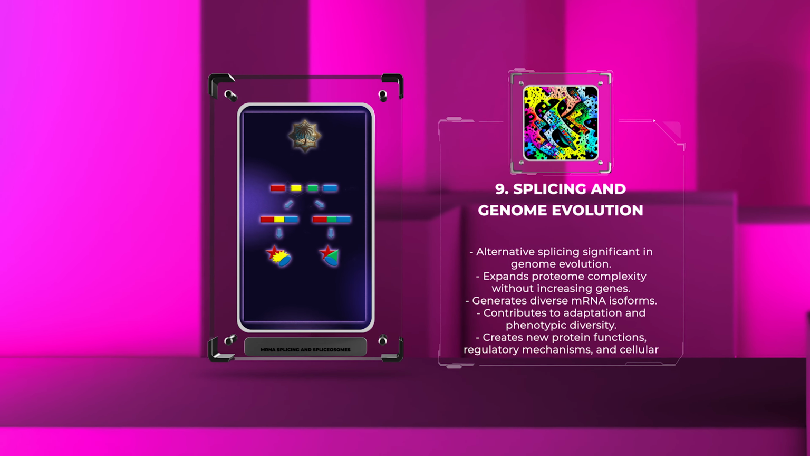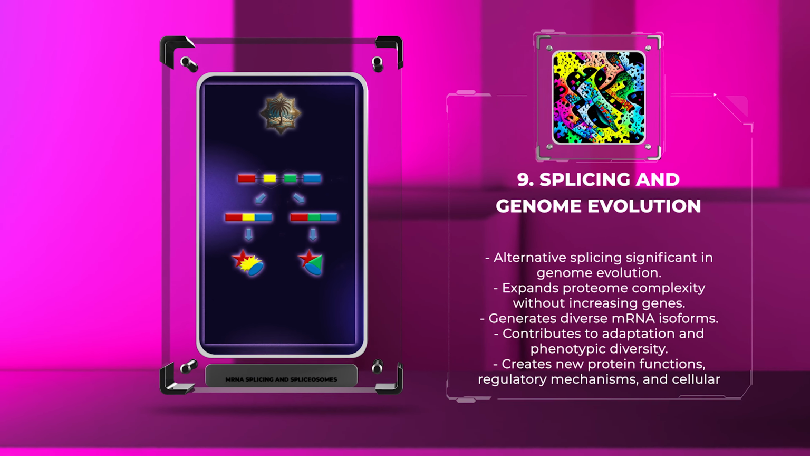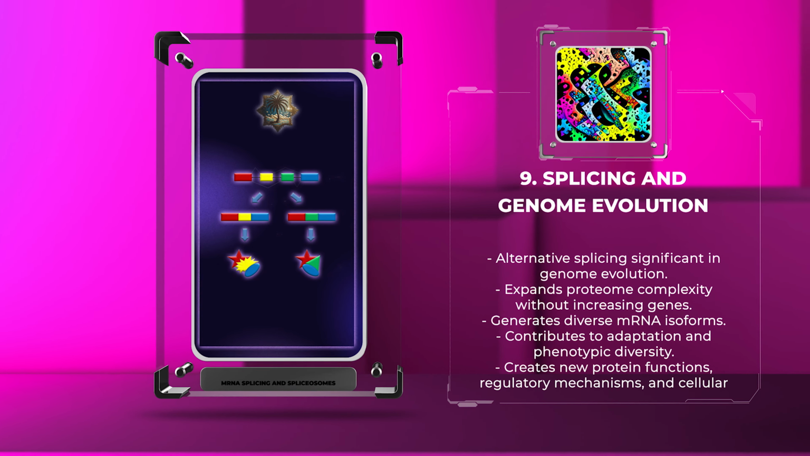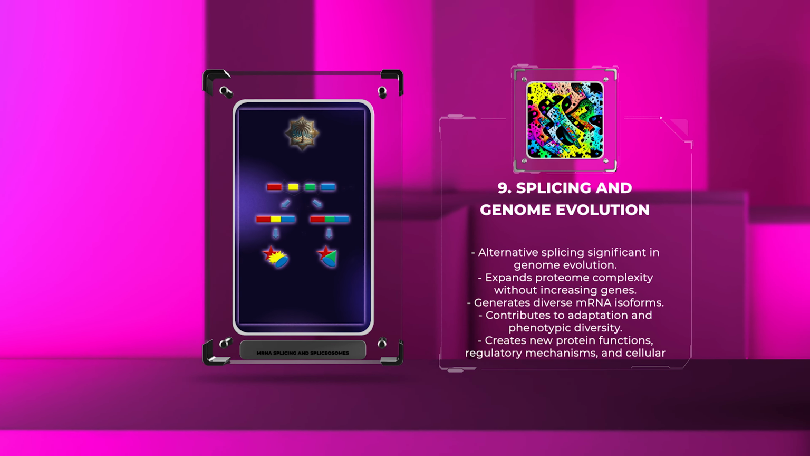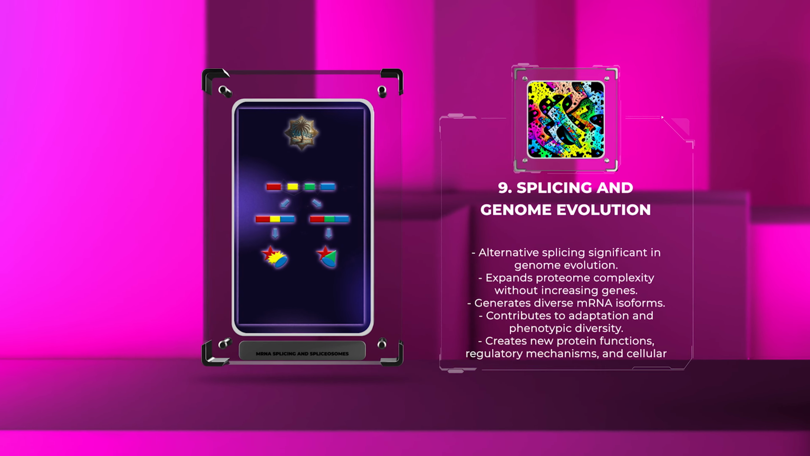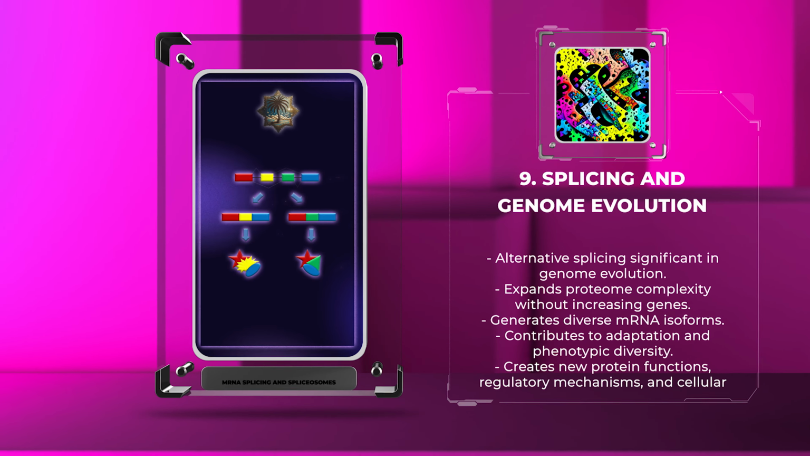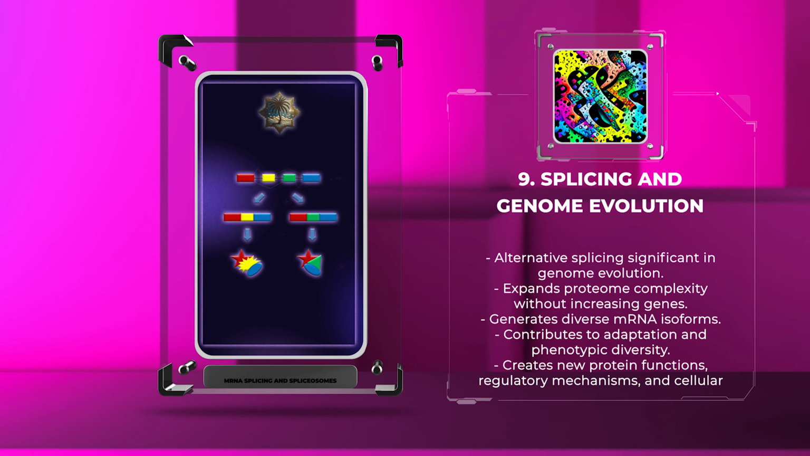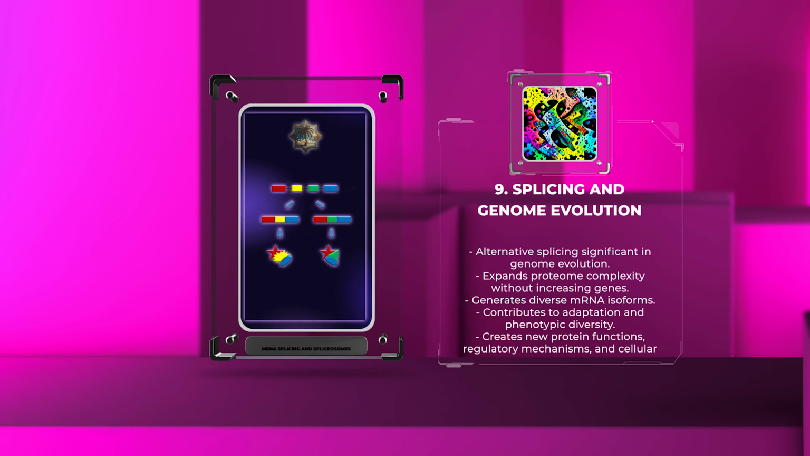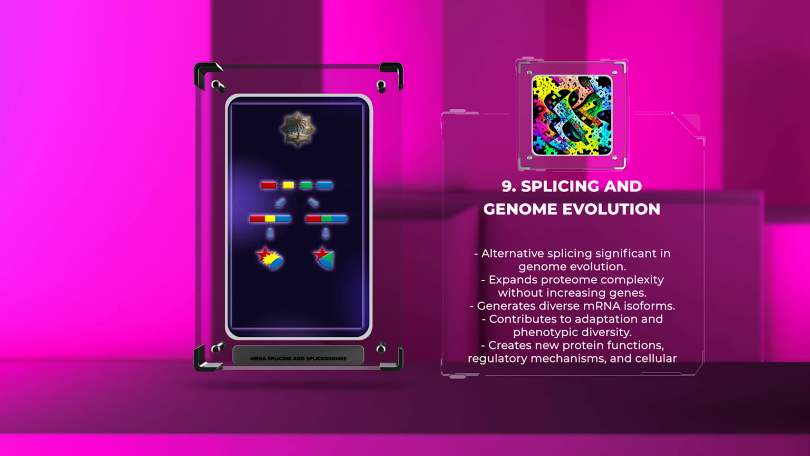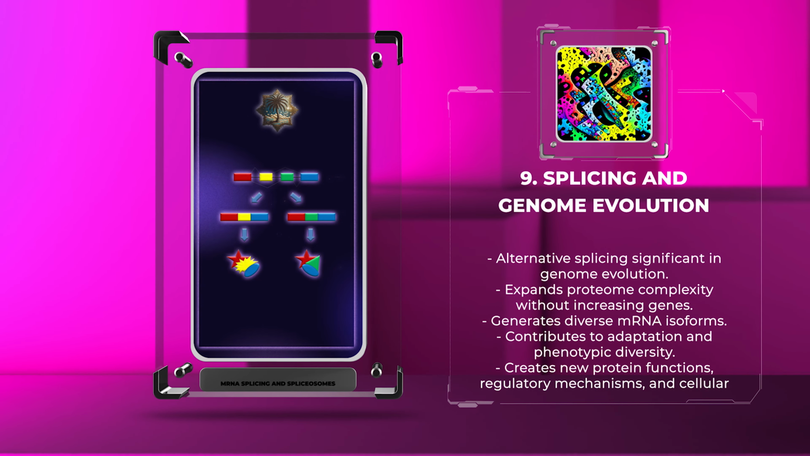The emergence of alternative splicing has allowed organisms to expand their proteome complexity without requiring an increased number of genes. Alternative splicing has enabled the generation of diverse mRNA isoforms, contributing to the adaptation and phenotypic diversity observed in different species. Furthermore, alternative splicing events can create new protein functions, regulatory mechanisms, and cellular processes. These innovative splicing events have contributed to the complexity of multicellular organisms and the evolutionary advantages they possess. Exploring the interplay between splicing regulation and genome evolution provides valuable insights into the remarkable diversity and complexity of life.